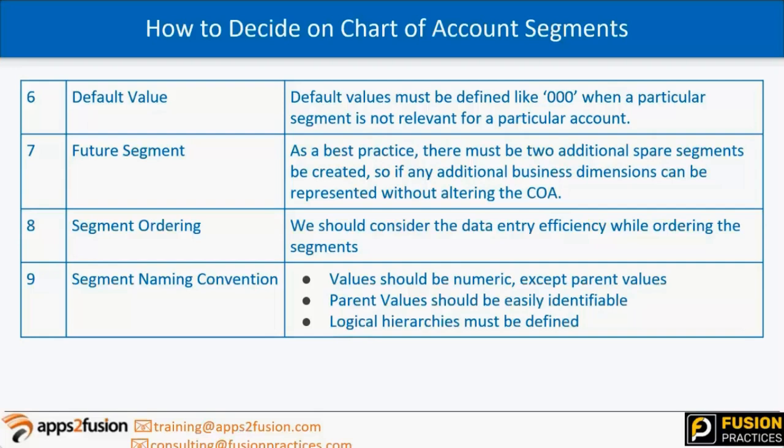What should be the order of your segments? You order it so that the entity segment is the first one, account the second one, or cost center or LOB the second one. Whatever you want to define, you can define it. Then you have segment naming conventions. You should be logical while naming the segments so that all the users understand them properly. Secondly, the values that you create inside those segments can be numeric, alphanumeric, or alphabetic characters. So you can choose whatever naming conventions for your parent values and your child values, so that you have logical hierarchies in place.